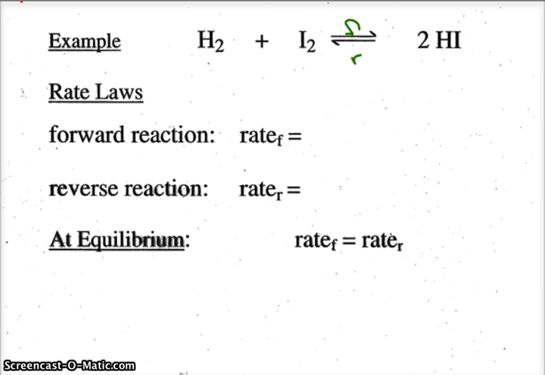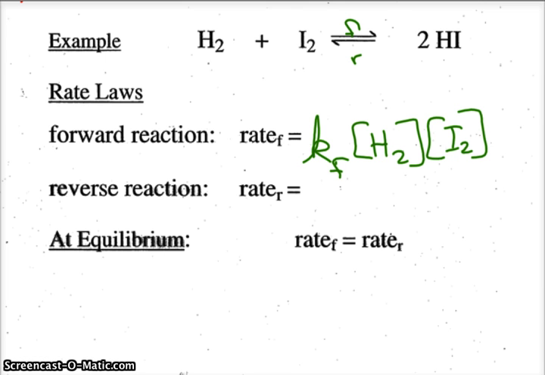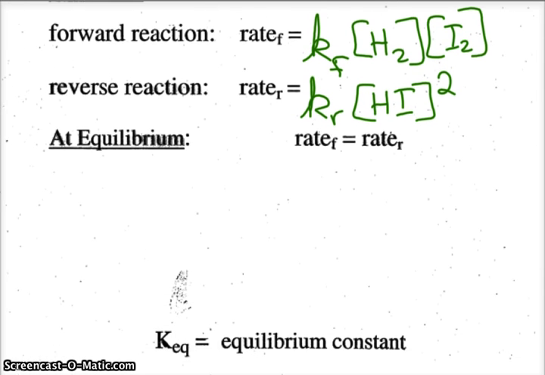If we wanted to write our rate law, assuming this is an elementary step, the rate law going forward is equal to a forward rate constant times the concentration of H2 times the concentration of I2. For our reverse reaction, our rate is going to be a different rate constant, k reverse, times the concentration of hydrogen iodide, and since there are 2 HIs, we would have HI squared. At equilibrium, we know rate forward is equal to rate reverse. So let's set these two equal to each other.